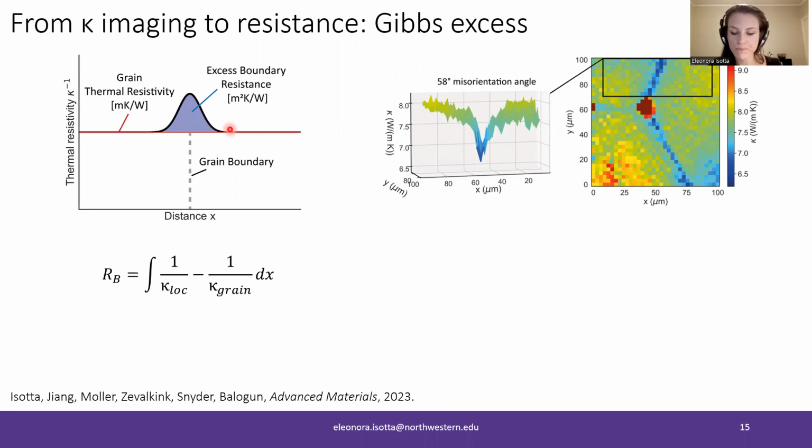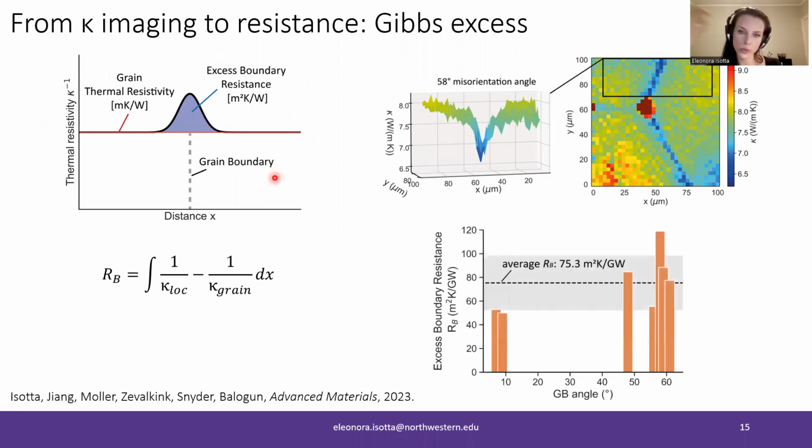So we have employed this method to extract the boundary resistance of all the grain boundaries that we have imaged. And we can indeed see that low angle grain boundaries tend to show a lower boundary resistance as compared to high angle grain boundaries. The trend is not clean and linear though, suggesting that likely other phenomena are at play.